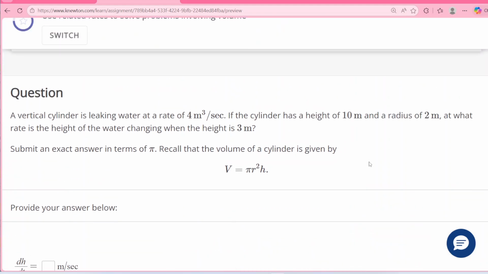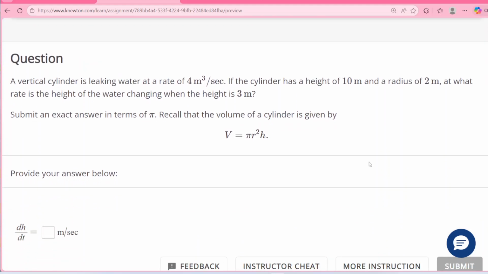All right. So no picture this time, but it's like the problem that was described to us earlier. This is similar to the other cylinder problem we had where water was leaking out of it earlier. So again, a vertical cylinder is leaking water, right? So the volume of water is decreasing at a rate of 4 cubic meters per second. If the cylinder has a height of 10 meters and radius of 2 meters, at what rate is the height of the water changing when the height is 3 meters?